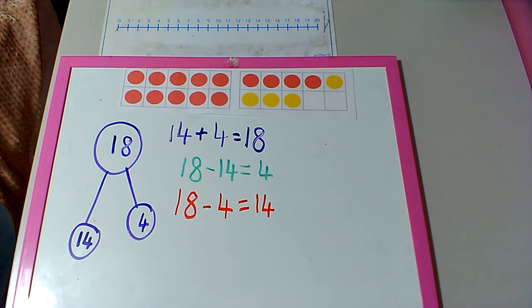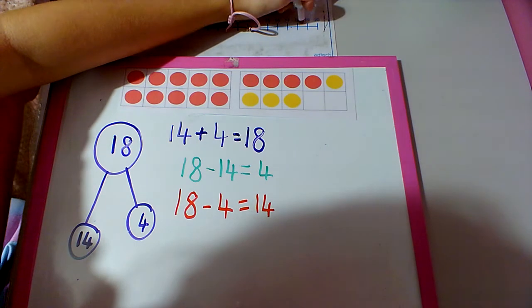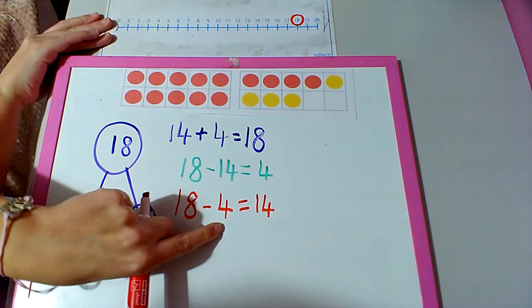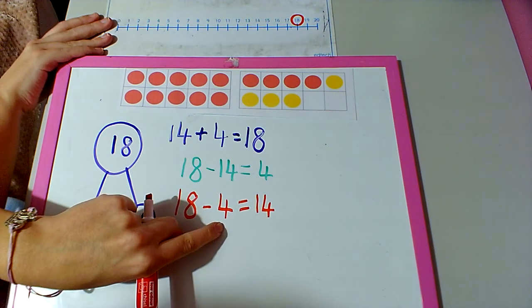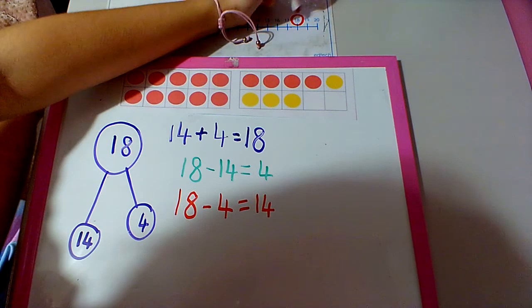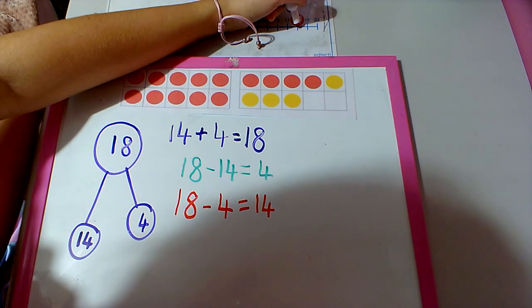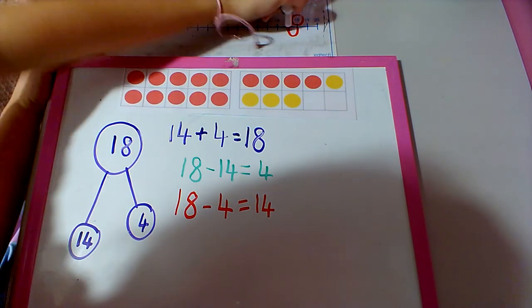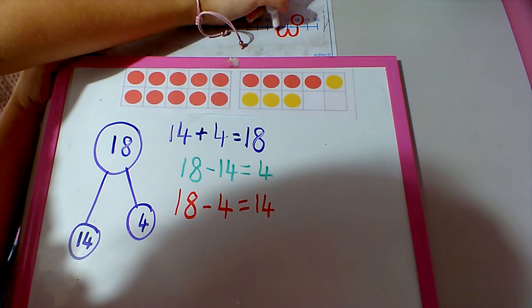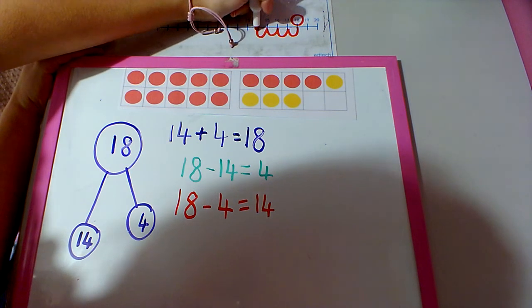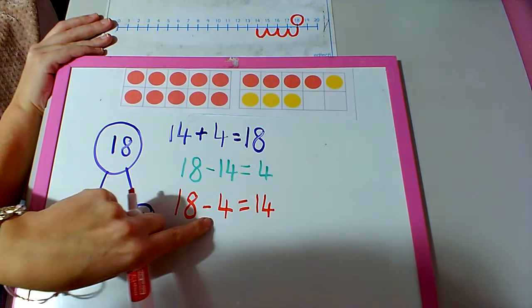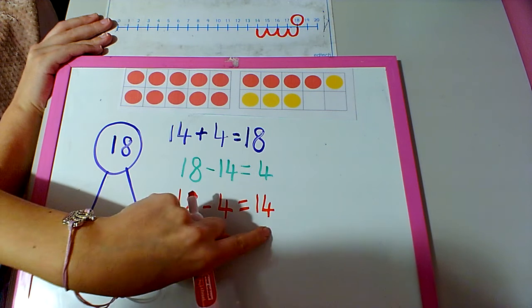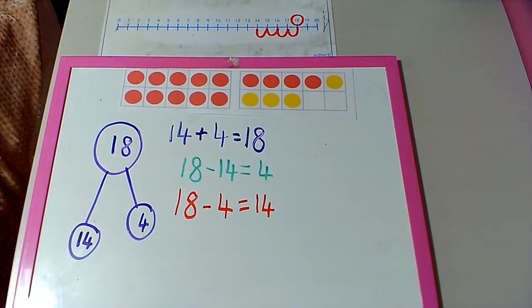Let's check on our number line. So remember, we need to find 18 first. And we are taking 4 steps back because we are taking 4 away. So we found our 18. Let's do the 4 steps together. 1, 2, 3, 4. So 18 take away 4 equals 14.